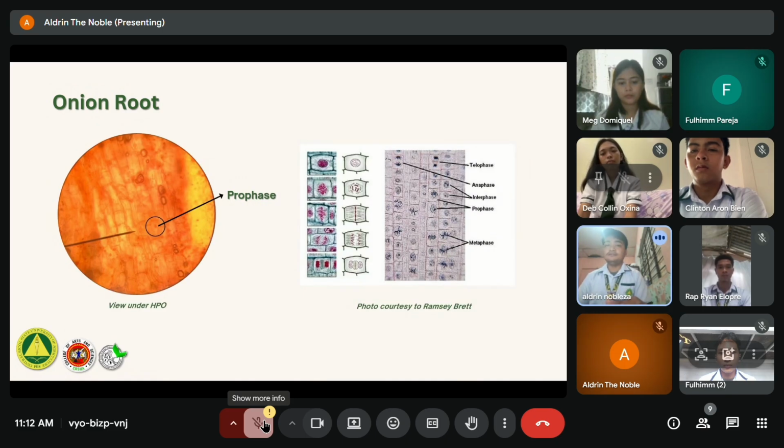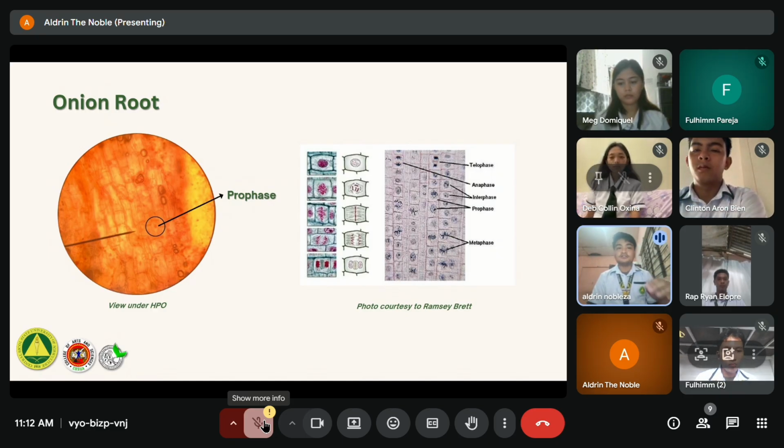In this section, we also compared our results to a reference image from the study of Ramsay Brett. In this reference image, the stages of mitosis are clearly visible and very well observed because their specimen came from the correct meristematic region. When we compare it to our own, we can clearly see the difference in visibility and the completeness of the mitotic stages.